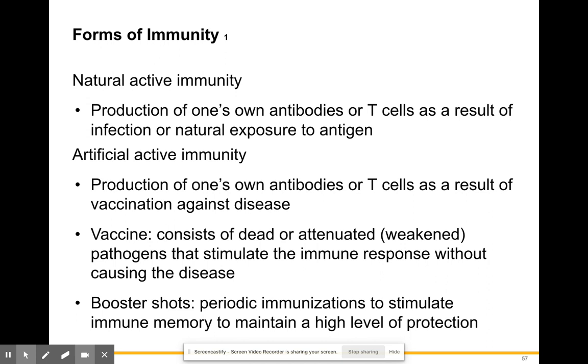So, for instance, I have a coffee mug or a water bottle, okay? That water bottle itself, that plastic water bottle, is a vessel for the water that's inside the bottle, okay? Think of this as a virus.